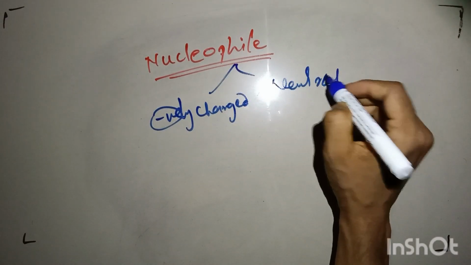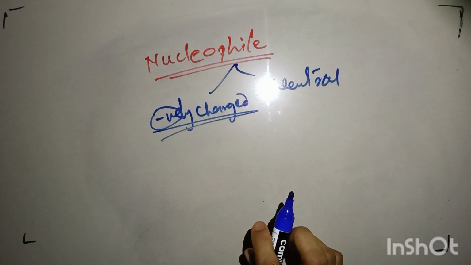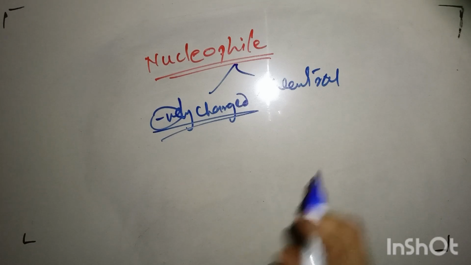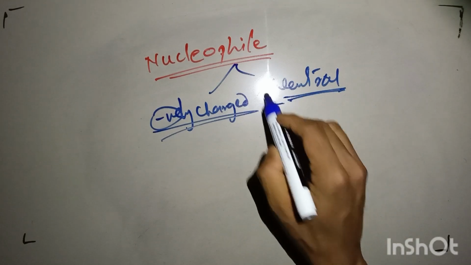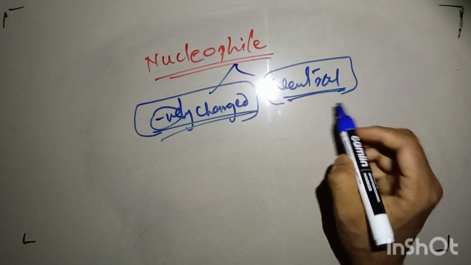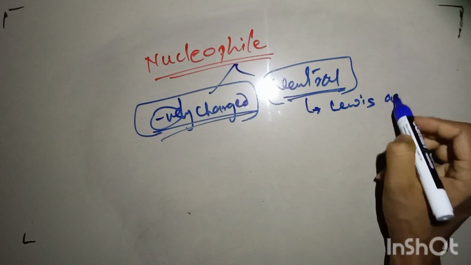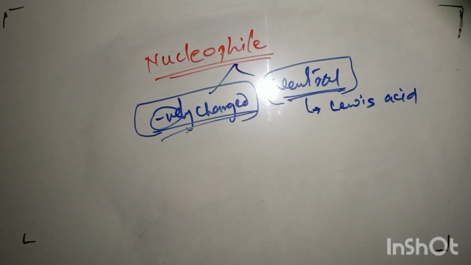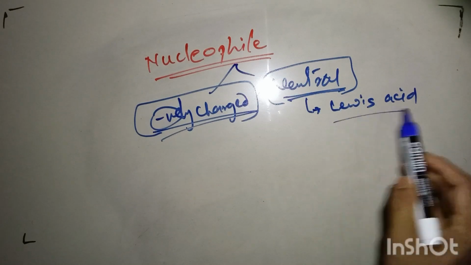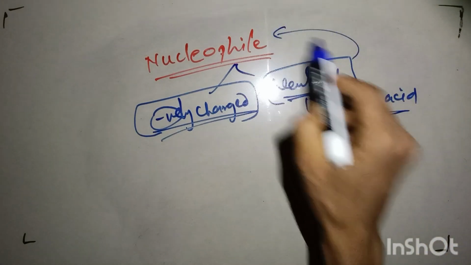Negatively charged means they all are already electron rich. And neutral means it doesn't have any extra charge on it, but what will happen? They will act as Lewis base. What is the property of a Lewis base? They will donate electrons, so they will try to donate the electrons. That's why they also act as nucleophile.